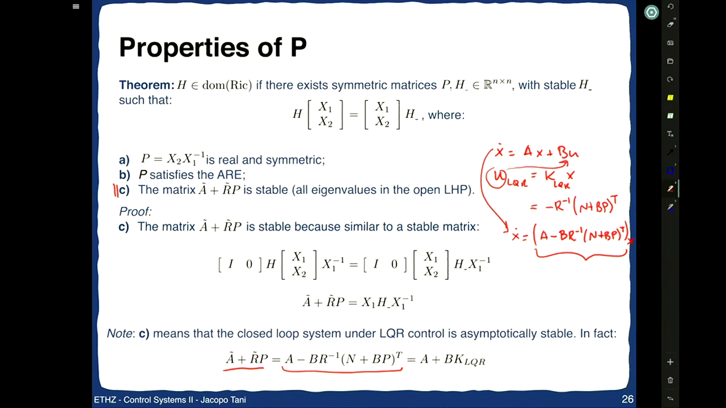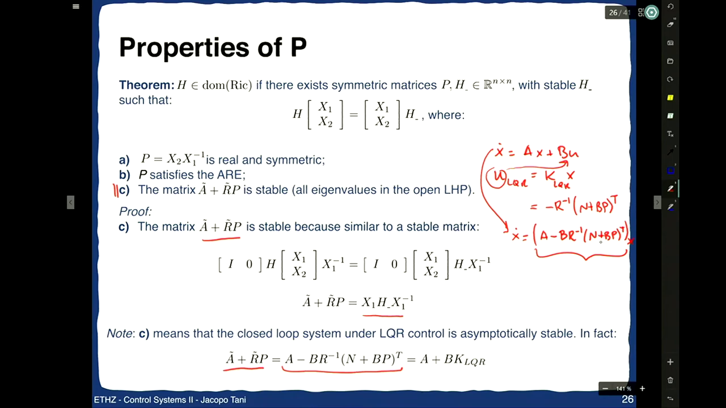a P chosen in this way actually shows that this part is stable because it's a similar matrix to a stable matrix. And this is exactly the closed-loop transfer function. So a P chosen in this way guarantees asymptotic stability of the system.